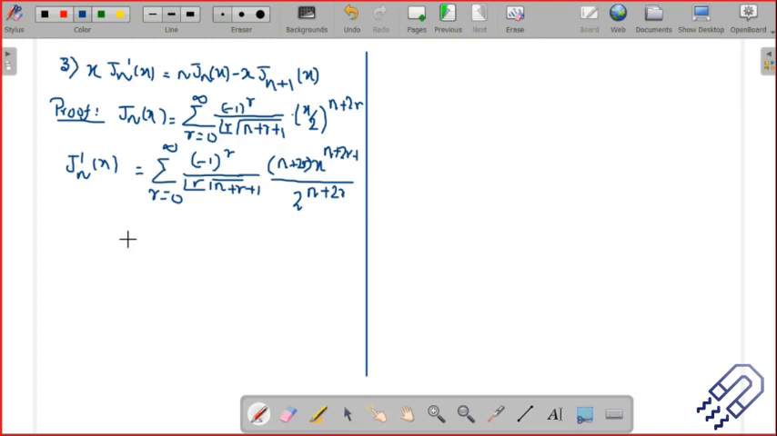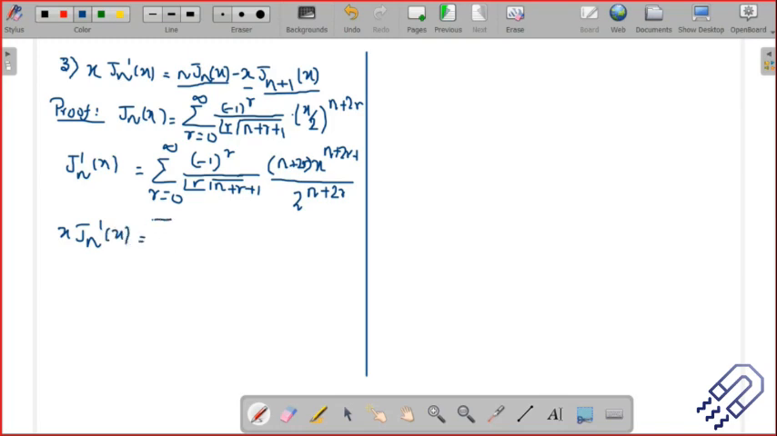Let's try to combine things here. Keep it simple. I have got two terms here, n J_n(x) and x into J_(n+1)(x) on this side. Before we really do it, what we can do is multiply both sides with x and see what we get. So check this: this is x J_n dash x.